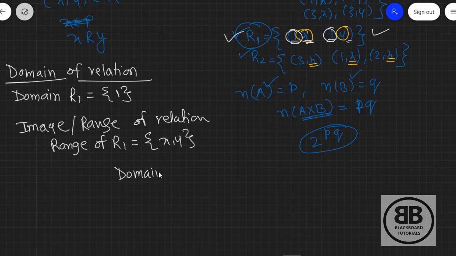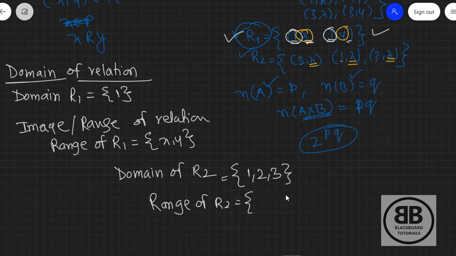Similarly, what is the domain of R2? The domain of R2 will be the set of all first elements of the ordered pairs. We have 3, 1, 2. So the domain will be, I will rewrite this as 1, 2 and 3. And the range of R2 is the set of all second elements of the ordered pairs. In R2 we have only x here. So the range will be only x. So this is all about domain and range of a relation.